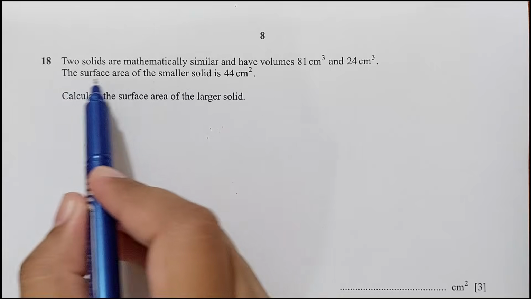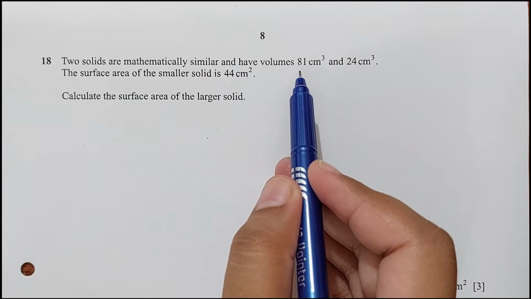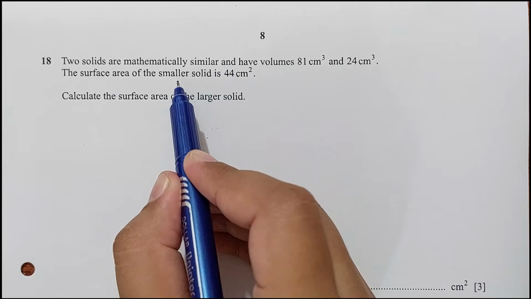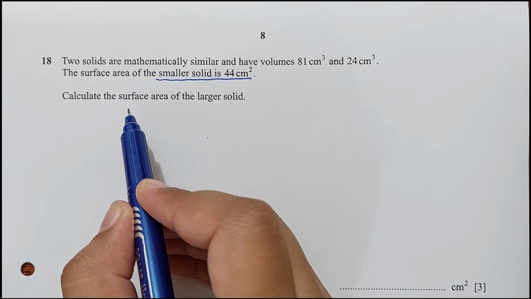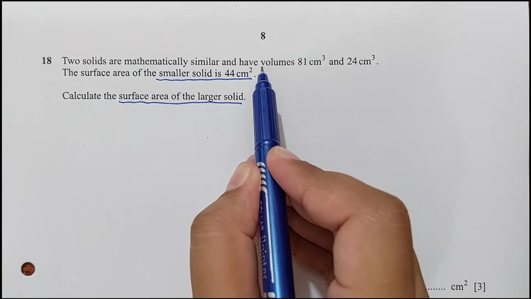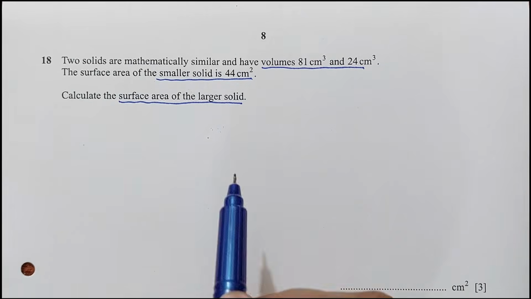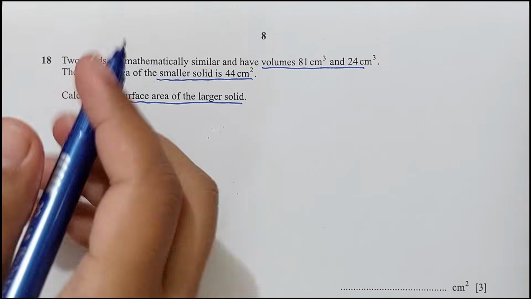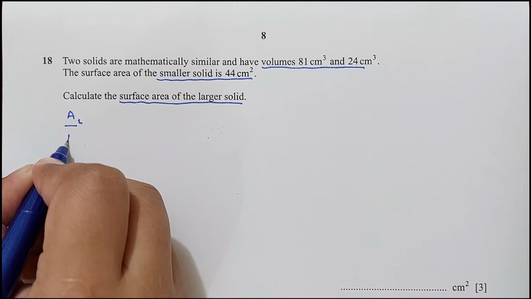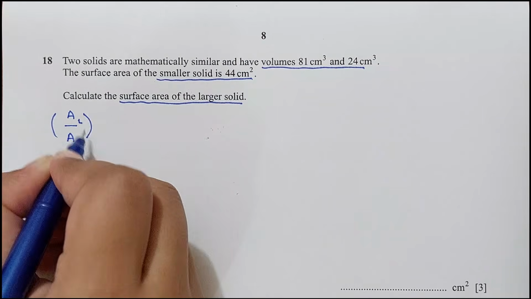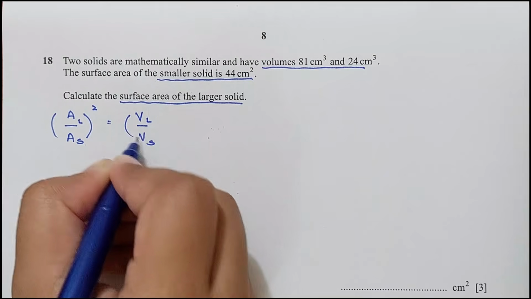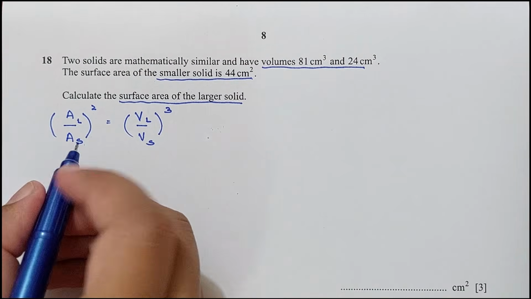Question number 18. Two solids are mathematically similar and have volumes of 81 centimeter cube and 24 centimeter cube. The surface area of the smaller solid is given as 44 centimeter square. Calculate the surface area of the larger solid. Okay, so volumes are given and we have to find the surface areas. They are similar, so we can say that the surface area of larger over surface area of smaller, its whole square, is equal to the volume of larger over volume of smaller, whole cube.